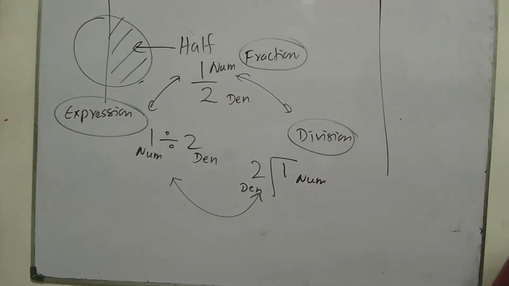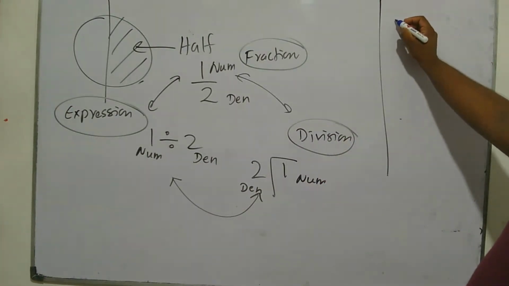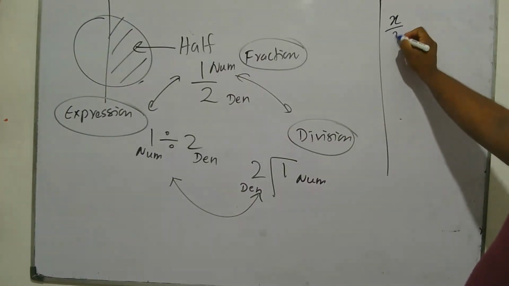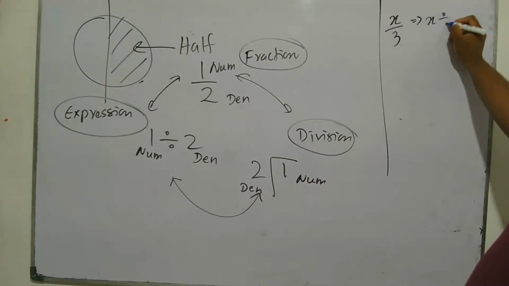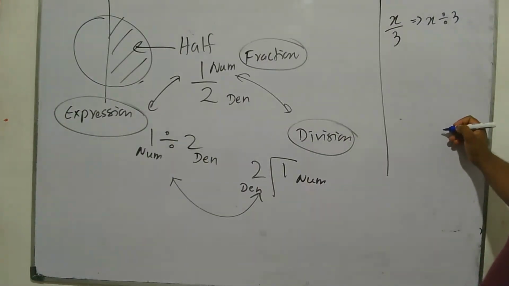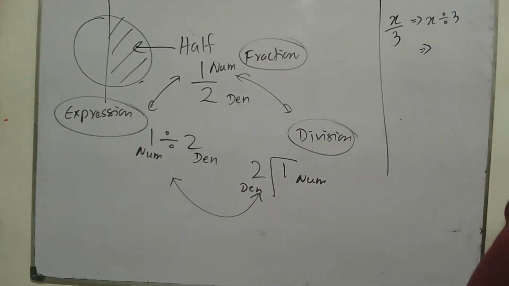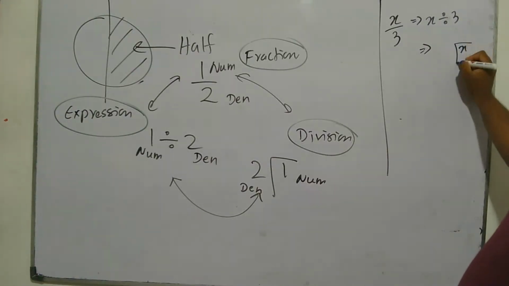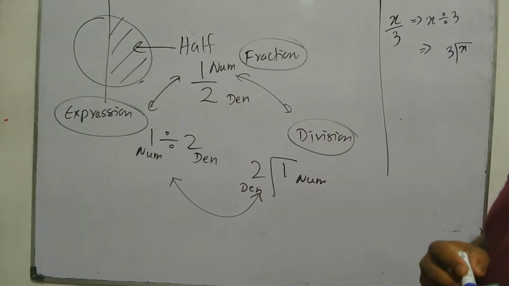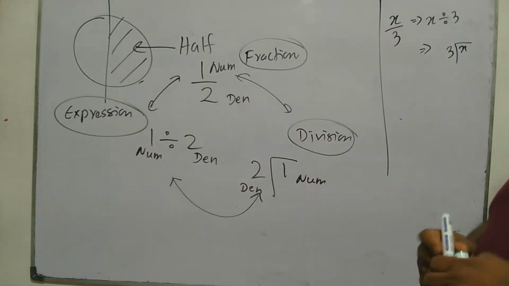Let's say that we have a fraction x upon 3. You should understand that this is x being divided by 3. Even though this does not look very familiar, this is like x being divided by 3. This is like what? x being divided by 3.